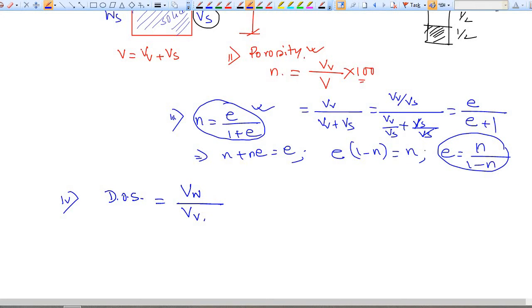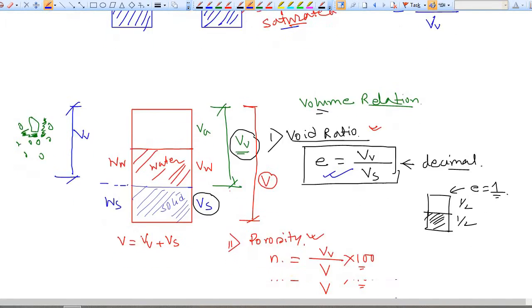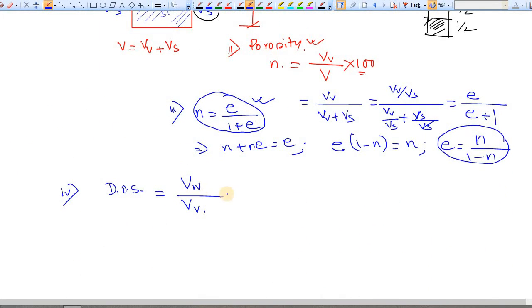So when the void is completely filled with water, this volume of water is equal to volume of void, or the ratio becomes 1. So in this case, the degree of saturation is 100%. Okay, so this was our fourth relation.